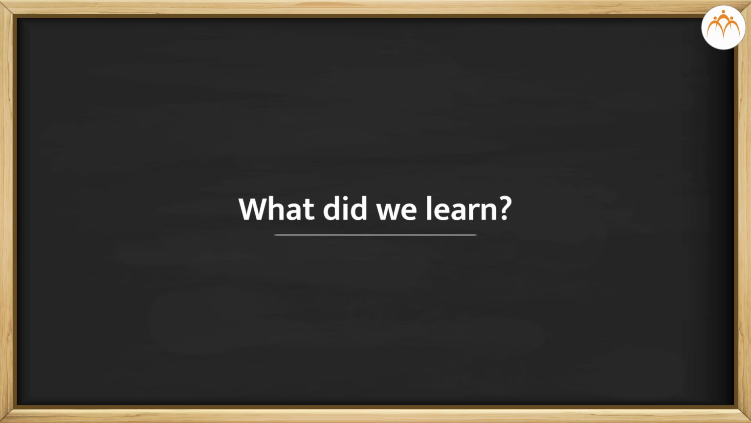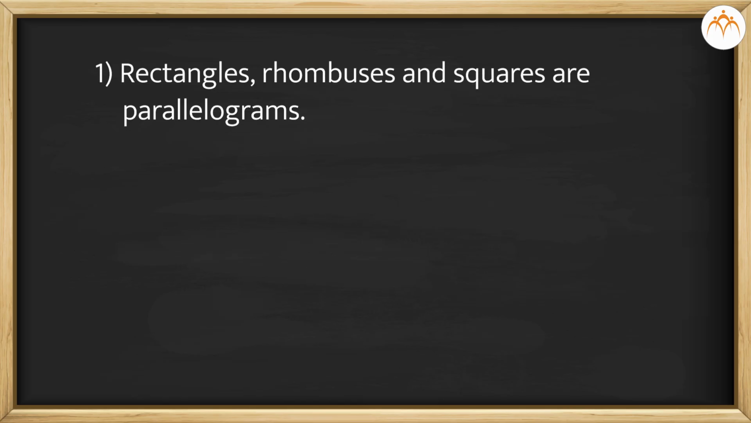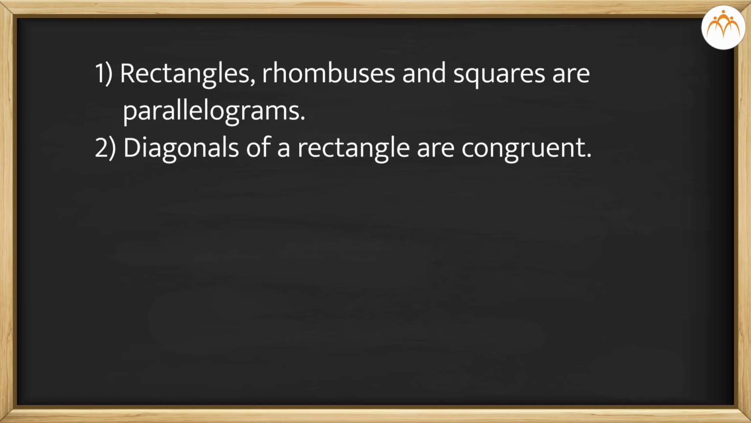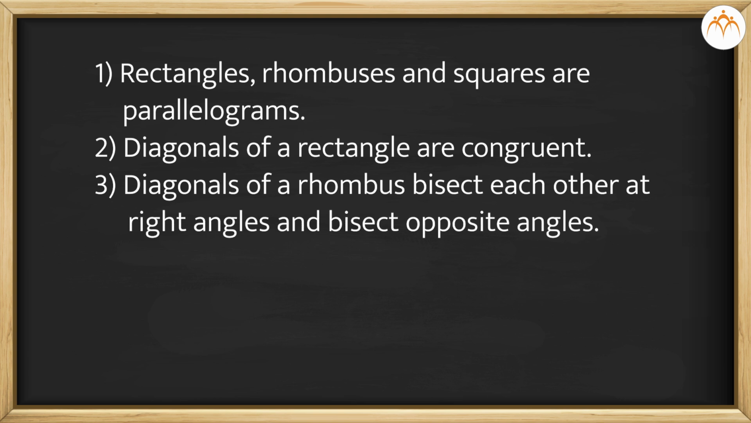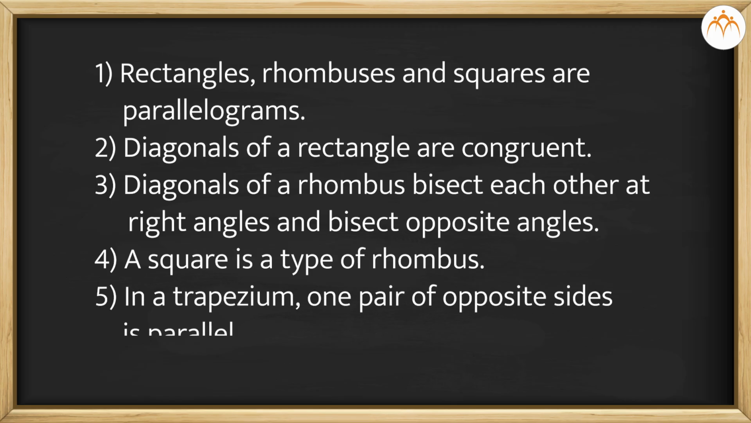Okay. Thank you. What did we learn? Rectangles, rhombuses and squares are parallelograms. Diagonals of a rectangle are congruent. Diagonals of a rhombus bisect each other at right angles and bisect opposite angles. A square is a type of rhombus. In a trapezium, one pair of opposite sides is parallel.